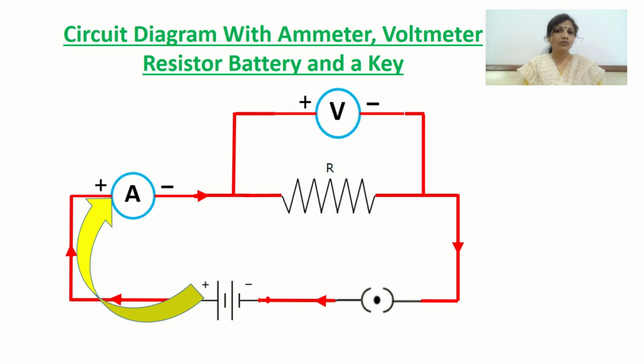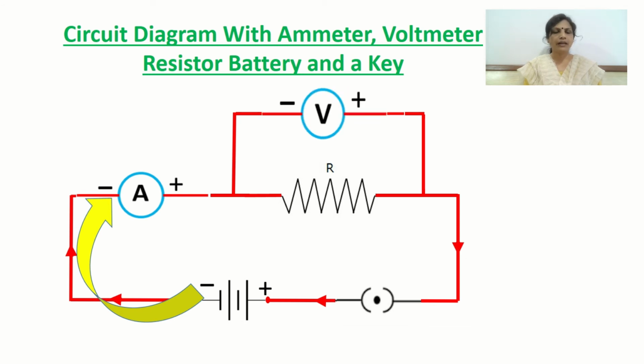Now suppose you use the battery in this manner, where the polarity is different. Here is the positive terminal and the other is the negative terminal like this. You have reversed the polarity of the battery. In that case, you will connect the ammeter in such a manner that the negative terminal of the battery goes to the negative terminal of the ammeter. And the voltmeter will be accordingly placed like this. You have to keep in mind that the polarity of the voltmeter should match the polarity of the battery.